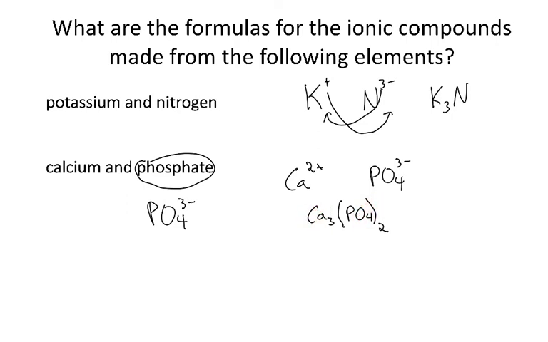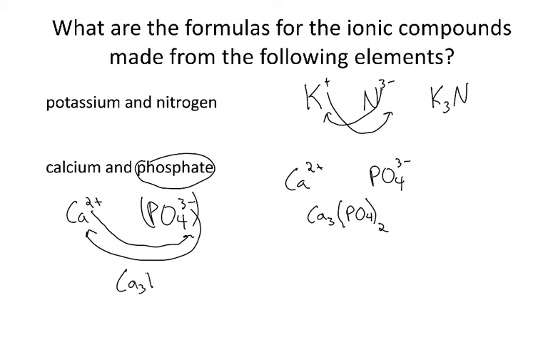You can do the same thing with the swapping. I would say Ca2+ and PO4 3-. The 3 from the phosphate becomes the new subscript for the calcium, and the 2 from the calcium becomes a subscript on the whole phosphate. And so again, we get Ca3(PO4)2.